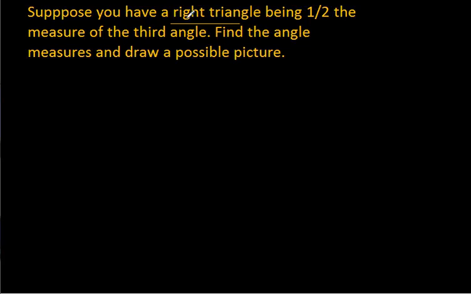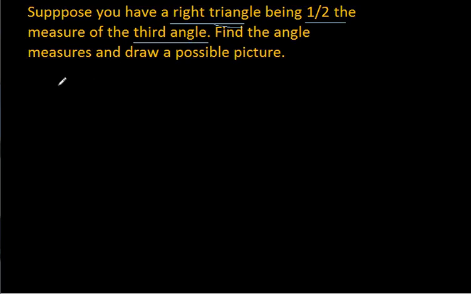So the first thing I know about this triangle is it is a right triangle. I'm going to have one angle that is 90 degrees, and then I have another angle that is half the measure of the third angle. So that gives me information about all three angles.